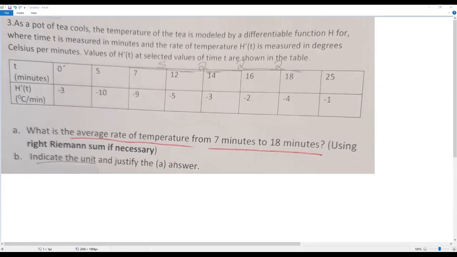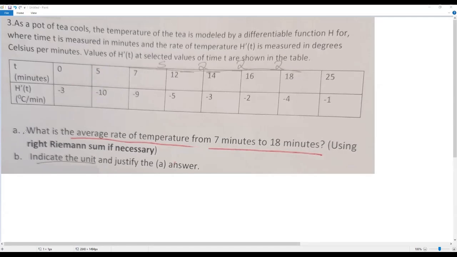So here, when the time is 0 minutes, the rate of change in temperature is negative 3 degrees Celsius per minute. The same goes for the different times. For example, when t is equal to 5, what is the rate of change of temperature? In degrees Celsius per minute, it is over here.